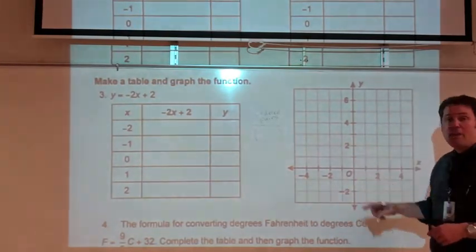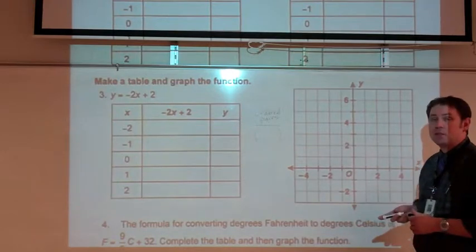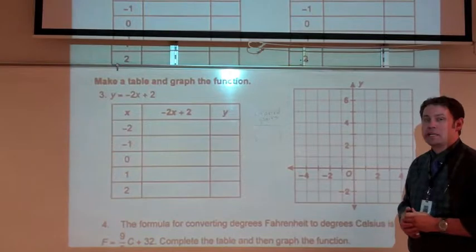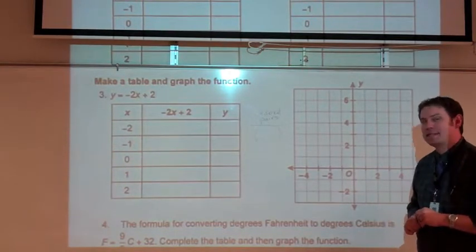And then I want you to graph your ordered pairs and connect those points, drawing a line through them. Go ahead and press pause and complete this. When you complete it, go on to the next section.